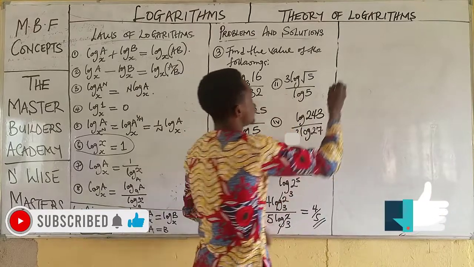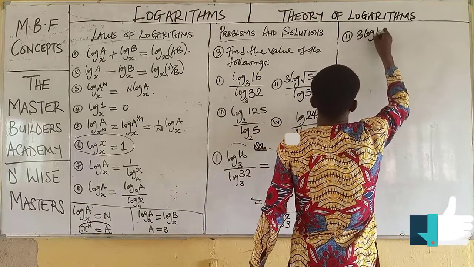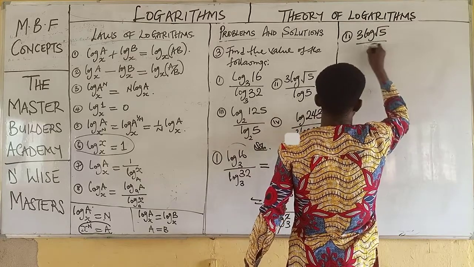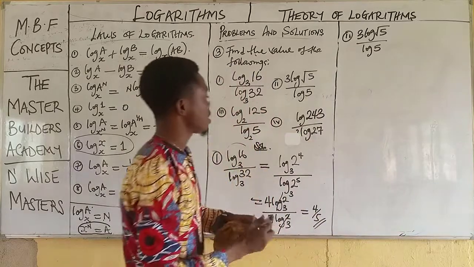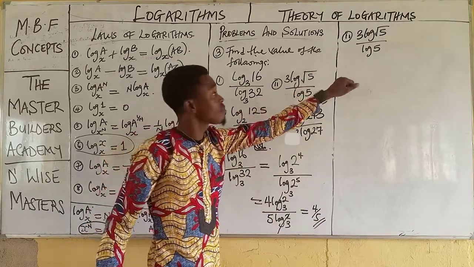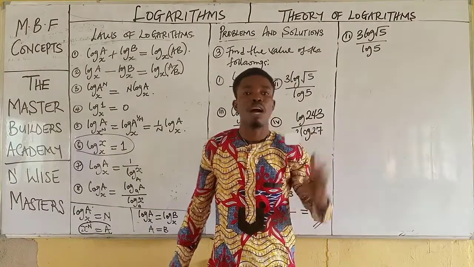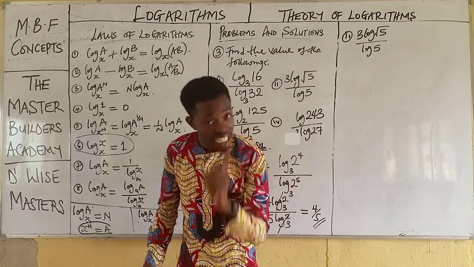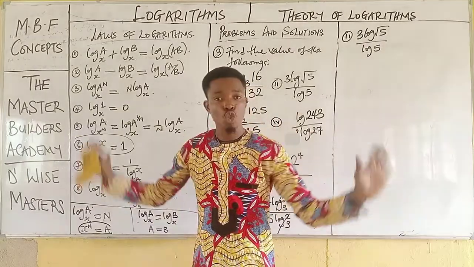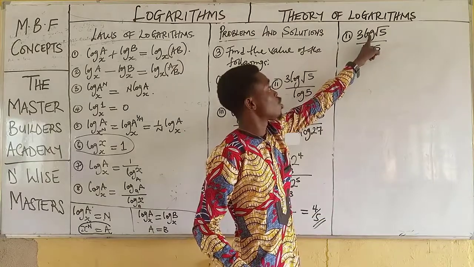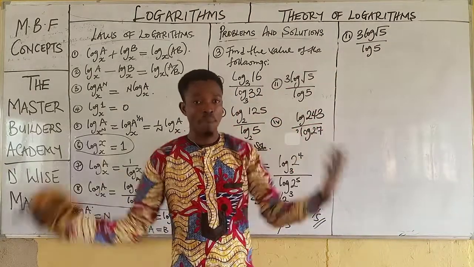Now, for question number 2, we have 3 log root 5 over log 5. Of course, we know that in this particular question, we do not have a base to the log. And you understand that anytime you have log without a base, indirectly, you have it to base 10. But we are not going to introduce the base. As long as this is not carrying a base, and this is not equally carrying a base, that means both of them are to equal base.